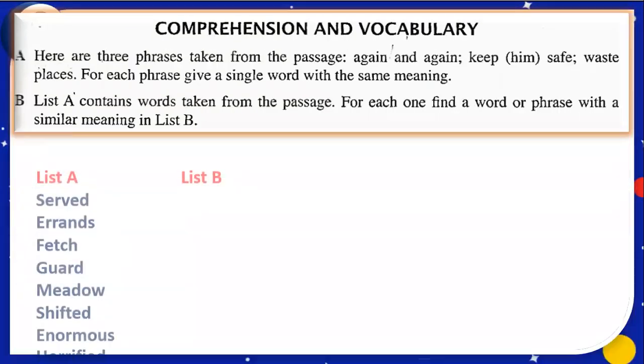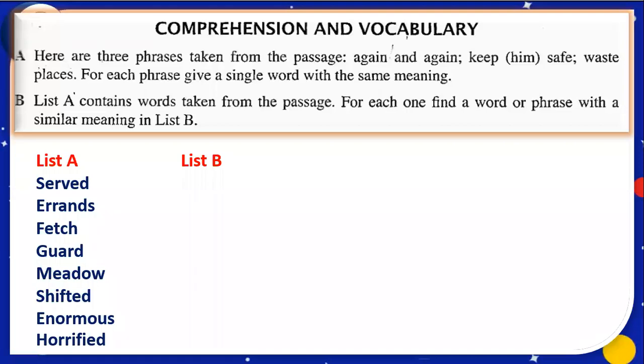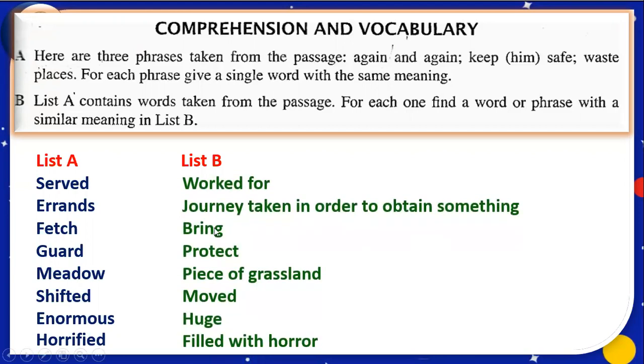I have managed it here in another way to show you the solution. Here will be the solution. For example, it is clear, served will join with worked for. Errands, journey taken in order to obtain something. Fetch will join with bring. Guard with protect. Meadows, piece of grassland. This is the way to do this exercise. I think you know very well now how to do this exercise and you know the answer. Let us move to the next exercise.